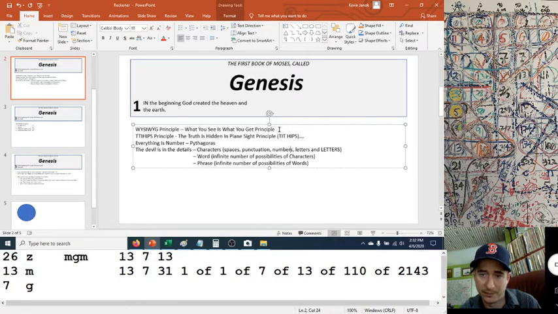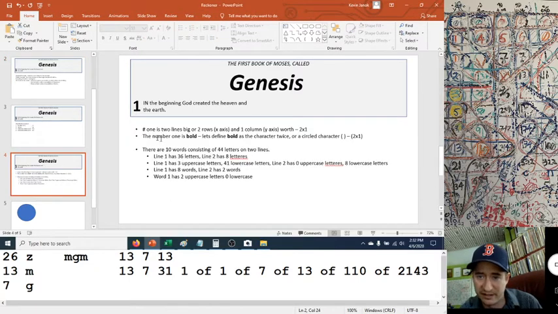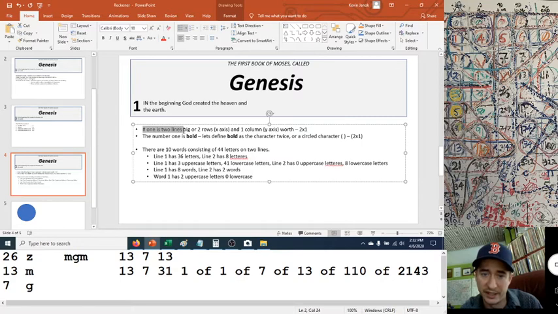Okay? The reason this 1 is put here is because the number 1 is 2 lines big, or 2 rows on the x-axis, because literally it's going on 1 row and 2 rows, and it's 2 by 1. It's bolded. Let's just say it's 2 1s over top of each other. So let's think of a bold 1 as the character twice, or a circled character.